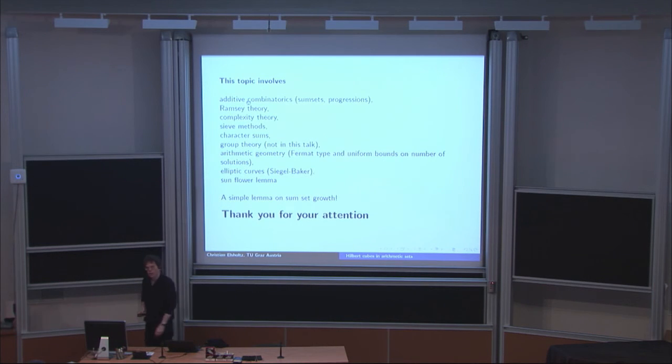On the last slide, let me just summarize. It's a topic which involves quite a few interesting things. In additive combinatorics, of course, on sumsets, on arithmetic progressions, there were excursions to Ramsey theory or even complexity theory, sieve methods, character sums. Group theory could be involved, which I didn't do in this talk. I mentioned, say, the Bombieri-Lang conjectures, which go into arithmetic geometry. Elliptic curves are involved. A combinatorial sunflower lemma is involved. So there's lots of interesting mathematics going on. But actually, I'm very pleased that the final proof, after all these excursions, of the case of squares with log log n is quite short, because you can avoid many of the excursions into other areas. Thank you very much.